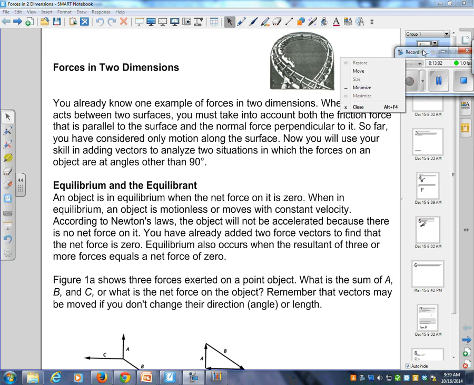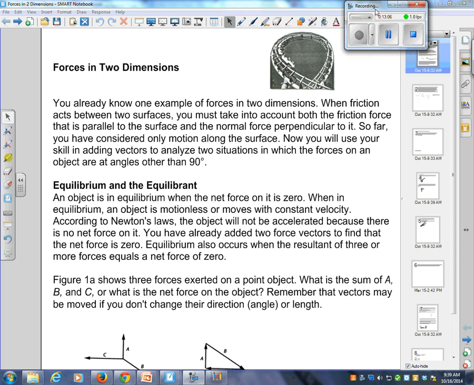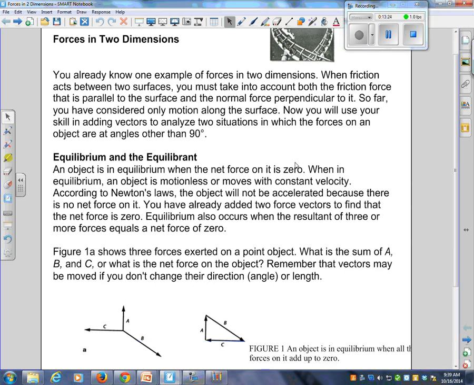Okay, so you already know one example of force in two dimensions. This is basically the same kind of information, but it's more mathematically oriented. When friction acts between two surfaces, you must take into account the friction force that's parallel to the surface and the normal force perpendicular to it. So far, you've considered only motion along the surface. Now we'll use your skill in adding vectors to analyze situations in which forces on an object are at angles out of 90 degrees.